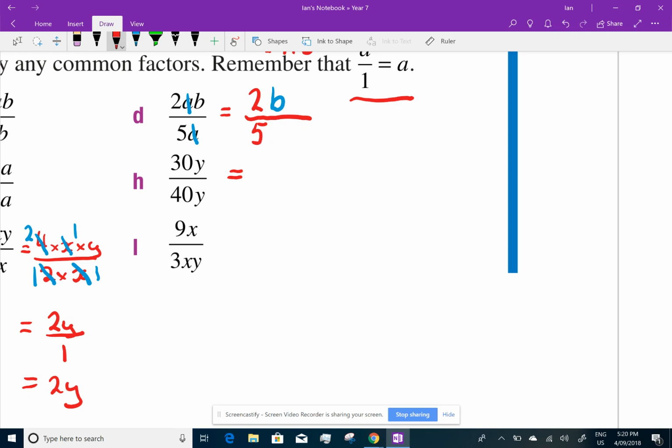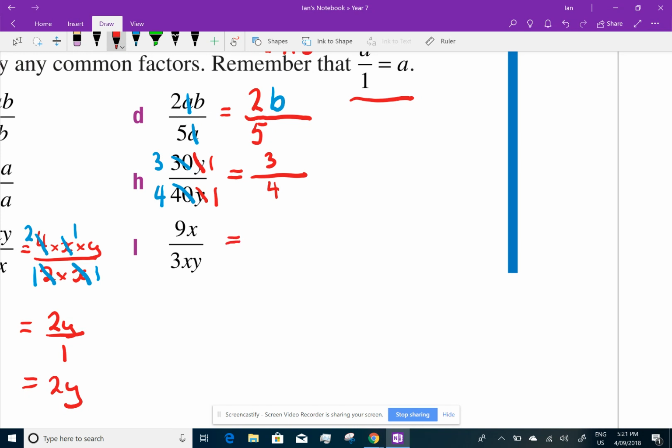Let's do the next one. Let's do the numbers first. Does anything go into 30 that goes into 40? And yes, 10 goes into that 4 times. 10 goes into that 3 times. And that's as low as I can go. So I get 3 on 4. Look at the letters. Can I cancel any of the letters? Yes. Y goes into itself once and Y goes. So I should write 3 times 1, but that's 3. And 4 times 1, well, that's 4. It's done.